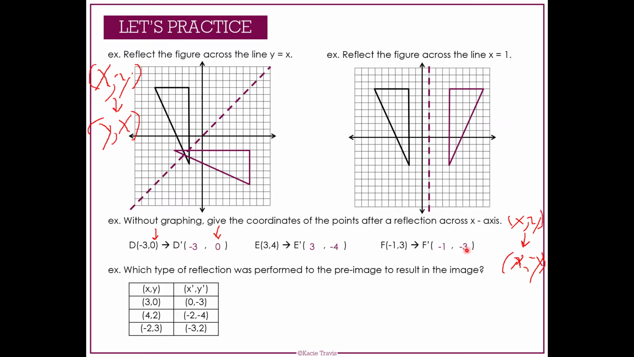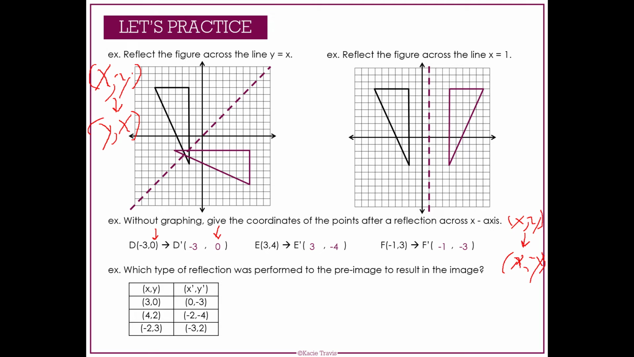Okay. All right, now, which type of reflection was performed from the pre-image to the resulting image? Now, we go through different reflections. So we want to go through, and if we look at this, we want to make sure that we know what's happening. Now, this is just a general change in reflection. So let's take a look and see what happened. So our first one that we had here, we had 3, 0. And then we have 0, -3.